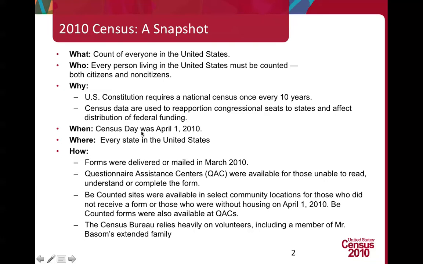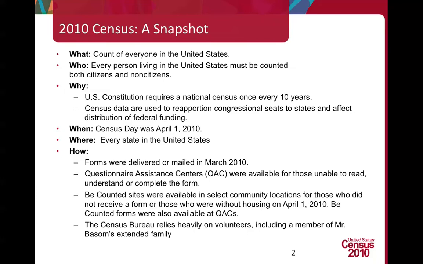When did it take place? Census Day was April 1st, 2010. That was our last one anyway. That's when it started. Where was it? Every state in the United States. Every person living, whether you're living in an apartment building or a luxurious mansion that you'd see on Cribs, it doesn't matter. You get one of these mailed to you and you have to fill it out.